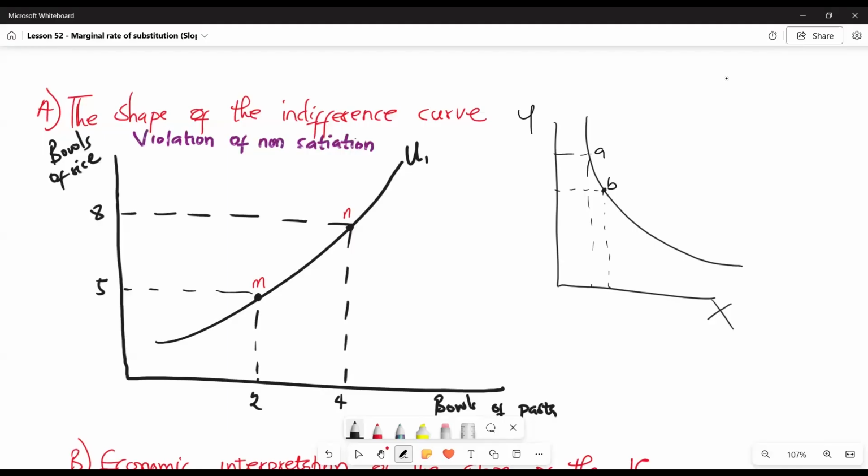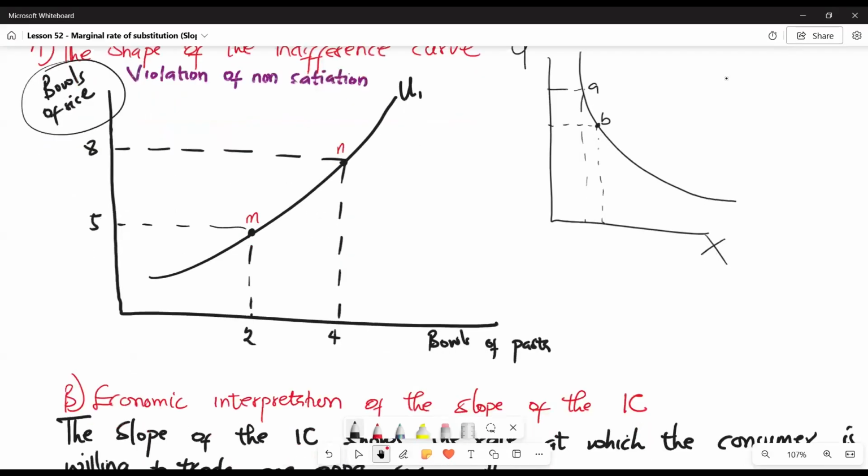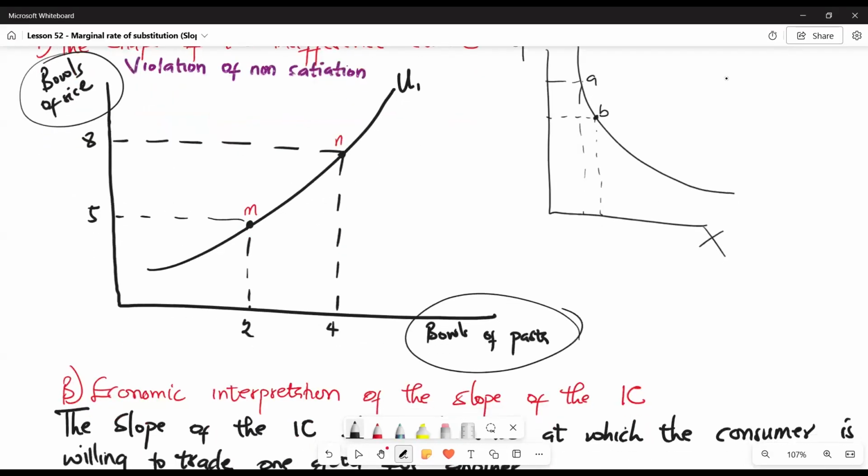So to see this, let's consider this figure here, where we have bowls of rice on the vertical axis and bowls of pasta on the horizontal axis. Still looking at our consumer named Ella. Now, two points represent two bundles and are marked on this indifference curve. So we have U1, which has bundle M and then bundle N, and this indifference curve is upward sloping. What we're going to show here is that this violates the non-satiation assumption.